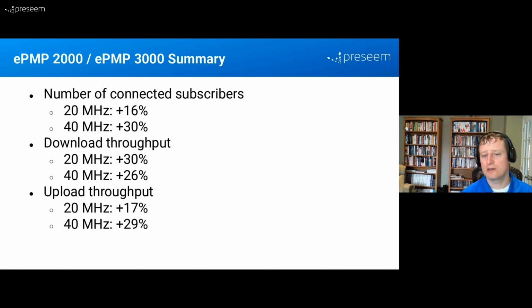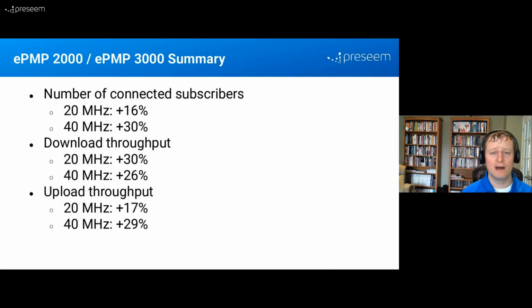So just to summarize all that, comparing the 2000 to the 3000, I'll just do the 40 megahertz numbers. It's 30% higher basically across the board at 40 megahertz over the ePMP 2000. So I don't know what that means.